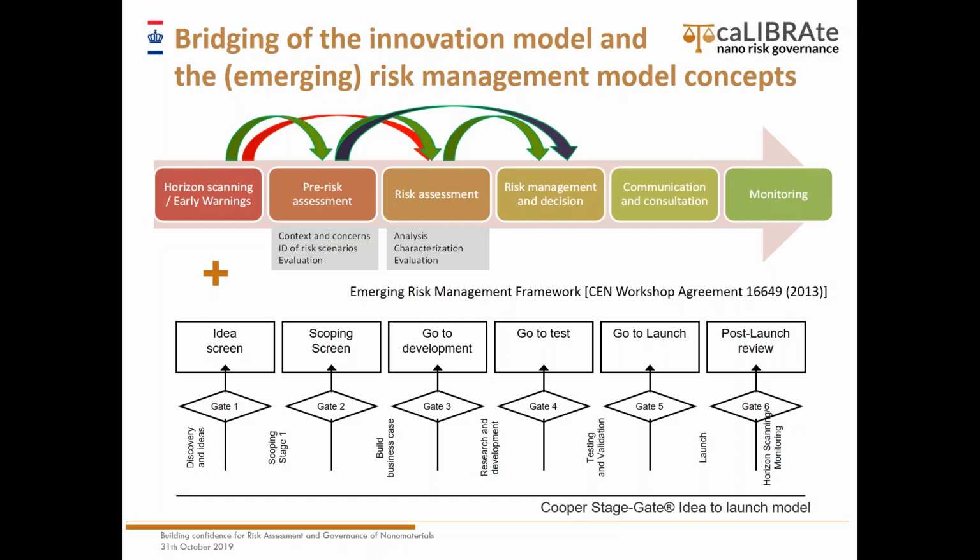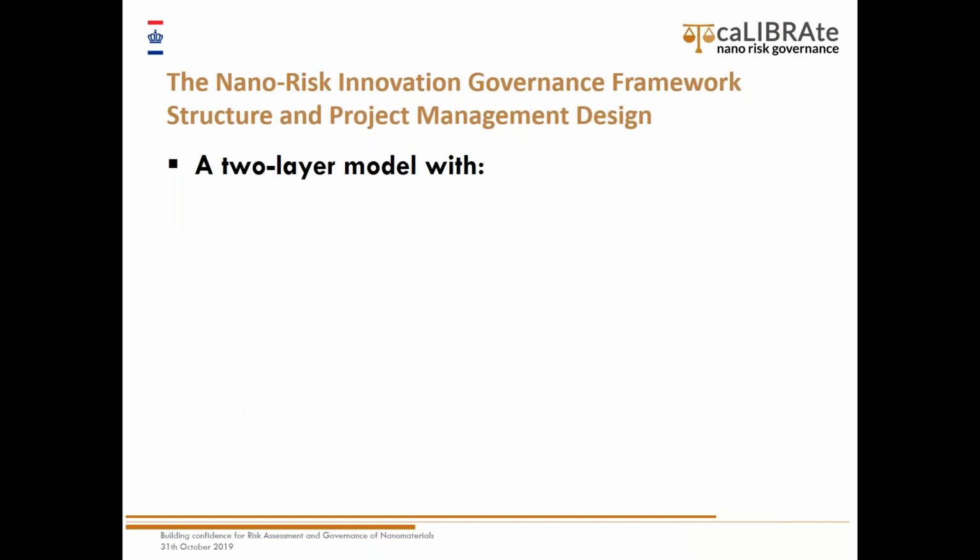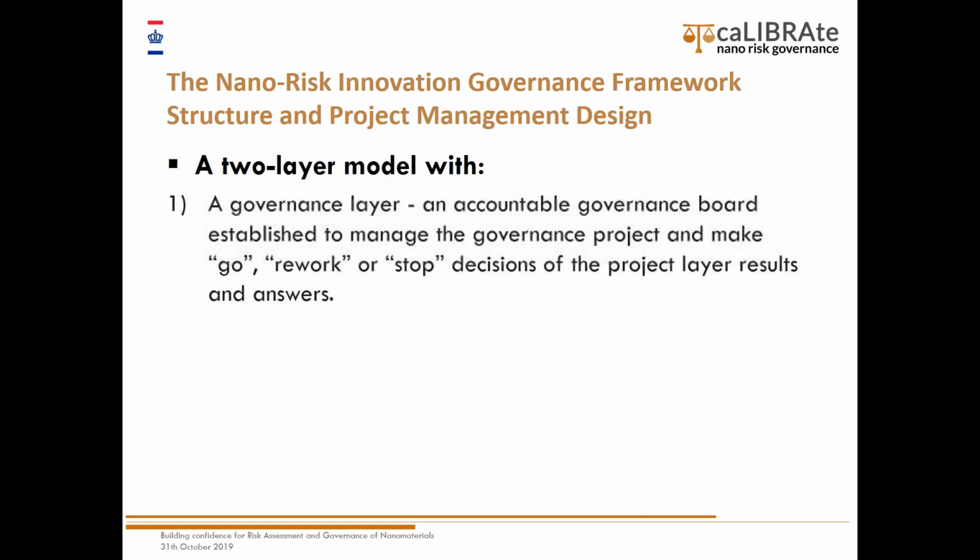So constructing it, or taking this back into the overall framework idea and looking into how risk governance is, and what the different recommendations are for nano-risk governance, or governance in general, and safe innovation, responsible innovation, we come up with a two-layer model where we on one layer have the, some delay here, on one level have the governance layer, which is basically an accountable governance board, established to manage the governance project and to make the important decisions on whether an innovation project can go forward, or we need to go back and develop further information or rework the entire idea, or we decide to stop the project.